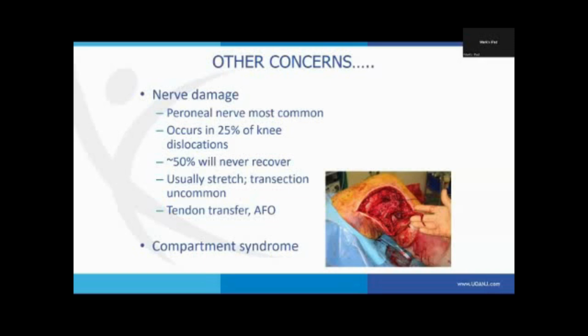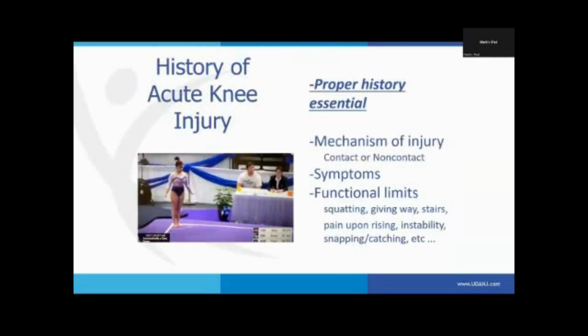Compartment syndrome is another thing we worry about. With all the energy, all the swelling that can develop, a vascular injury, these patients can and do get compartment syndrome, and that's another reason to monitor them overnight in the hospital.